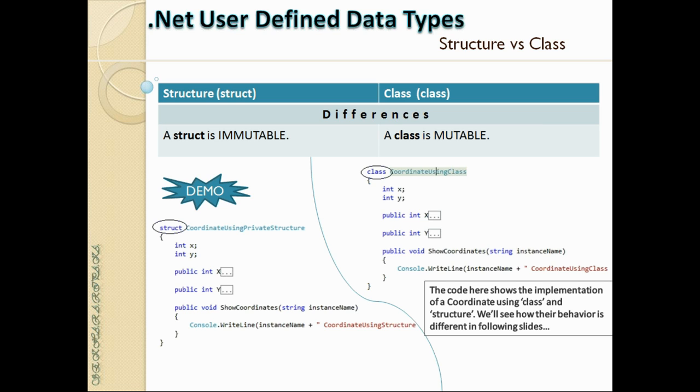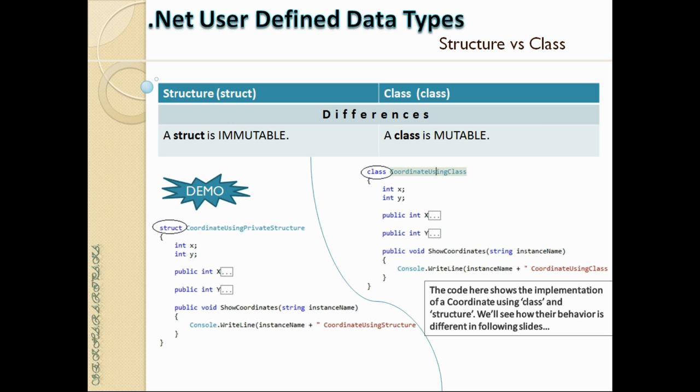Now, in continuation of the differences, we have seen the immutable and mutable properties of value types and reference types. We have discussed that value types are immutable. That means values cannot be changed, and the objects that are referring to one another retain their own copies in their memory. Whereas classes refer to the instantiated memory area during execution.